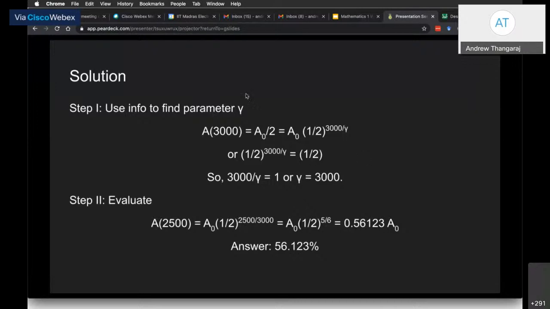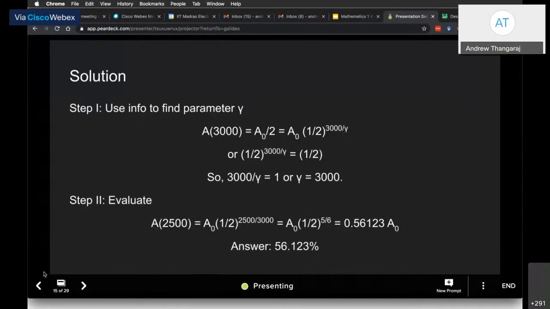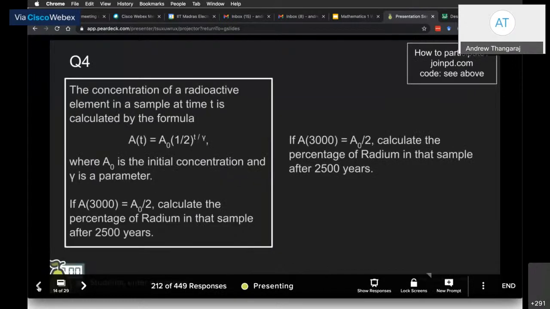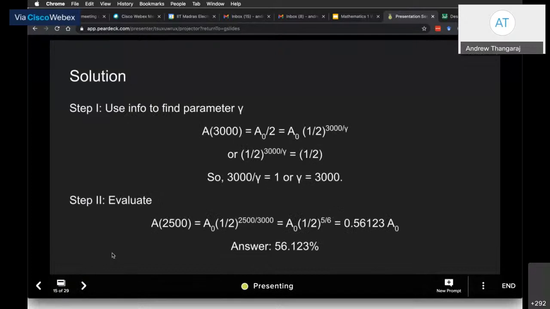Some people have done 100 minus that, but that's not needed here, right? So A of t, hopefully the question defined it correctly. Yeah, the concentration is what's the concentration that's left. So maybe that part was confusing to people. So hopefully that's clear. Okay, so let's move on to the next question.